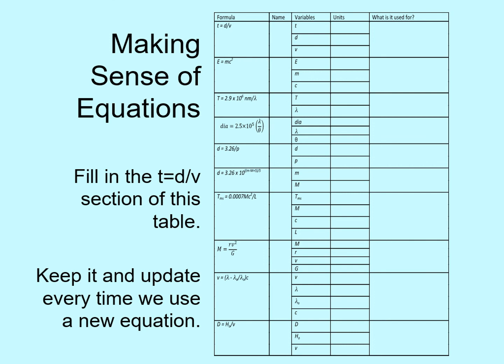For now, fill in the first row, the part with the t equals d divided by v equation. This is really the same as d equals v times t, which we worked on earlier. You should make sure you say what each of t, d, and v mean, what units you would give those variables, and give a description of what sort of problem you would use this equation for.